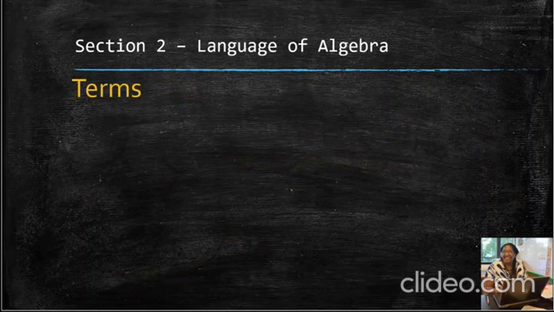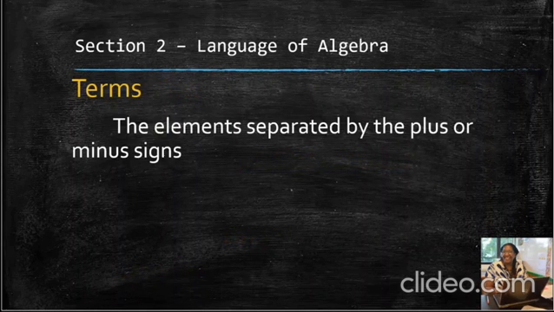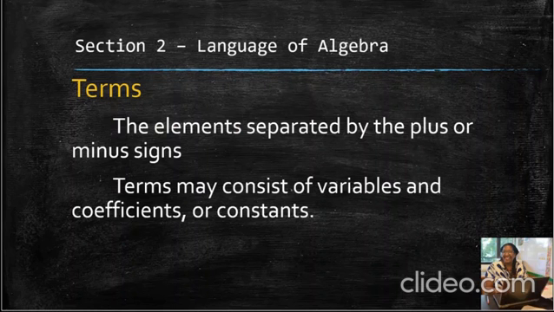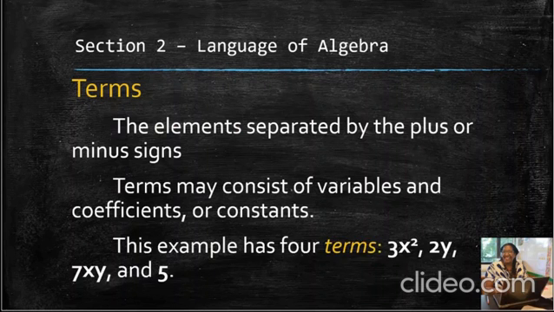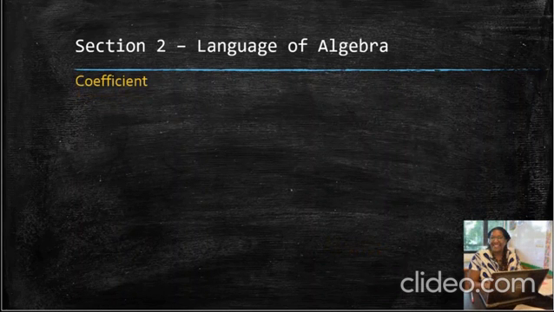The next term is terms. Terms are the elements separated by a plus or a minus sign in an expression or an equation. They can consist of variables and coefficients or constants. The example we just used had 4 terms. It had 3x squared, 2y, 7xy, and 5. All 4 of those are terms in that expression that we just talked about.